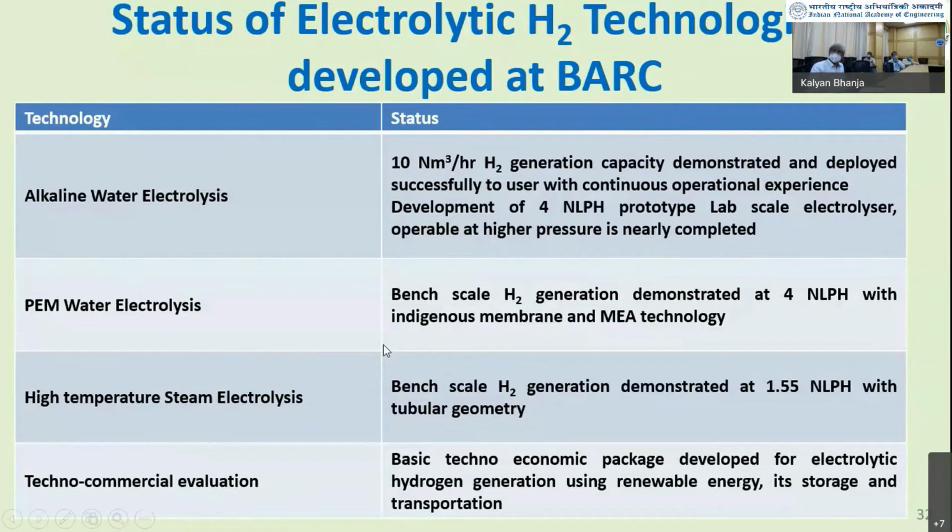Then PEM electrolyzer, we have so far demonstrated up to 4 NLPH hydrogen generation capacity, using our own MEA. The next is high temperature steam electrolysis. So far demonstrated is 1.55 NLPH. Of course, with 4 cells, it will be something around 6 NLPH. That is the target.